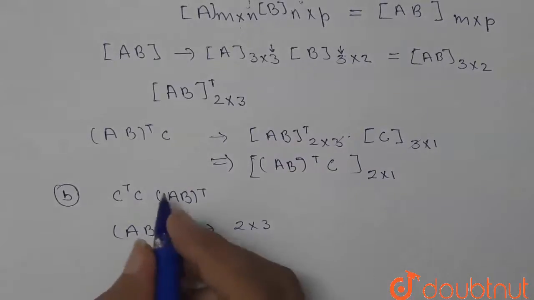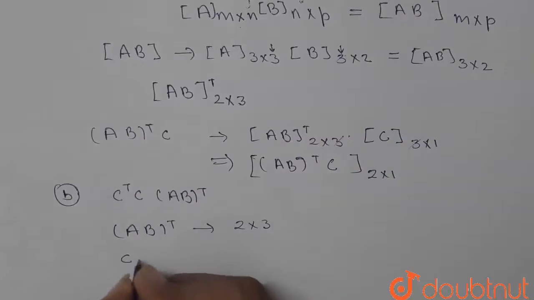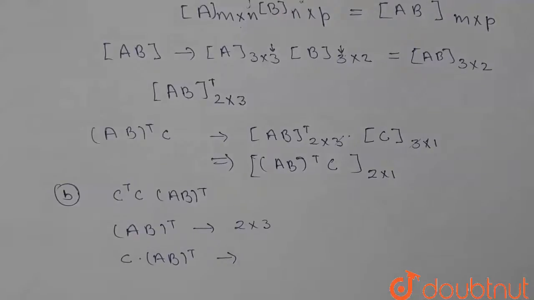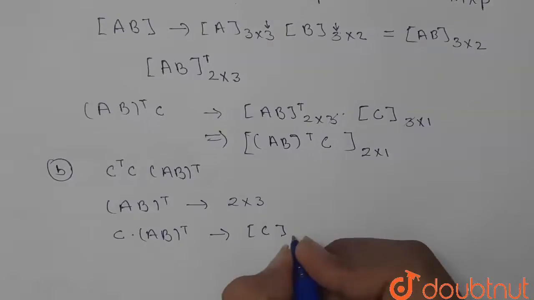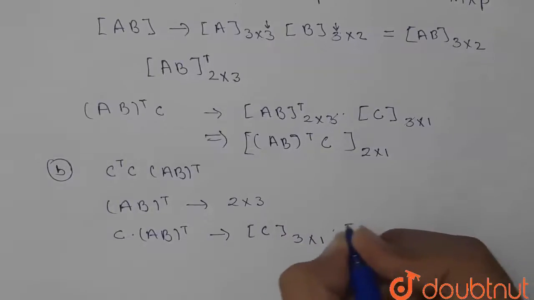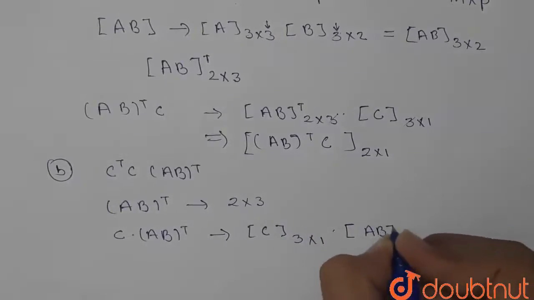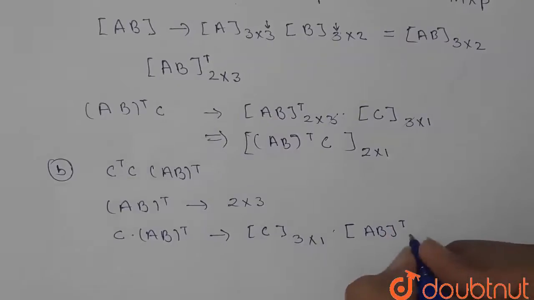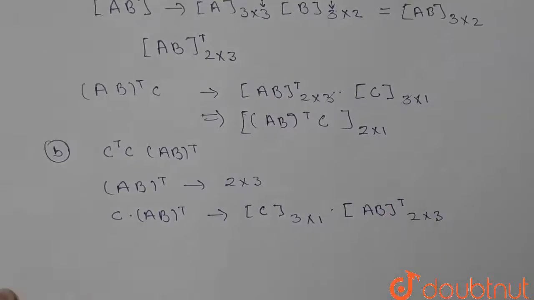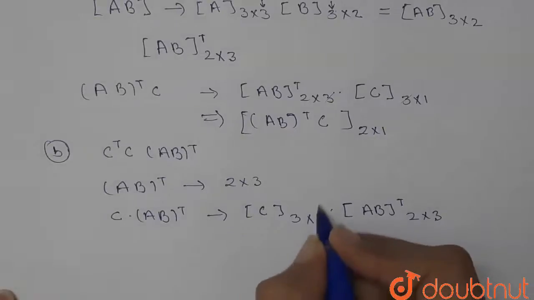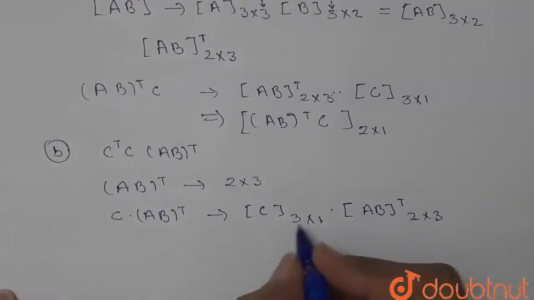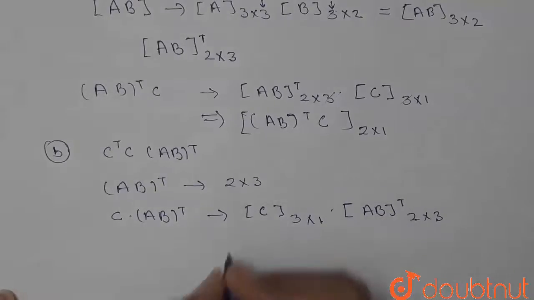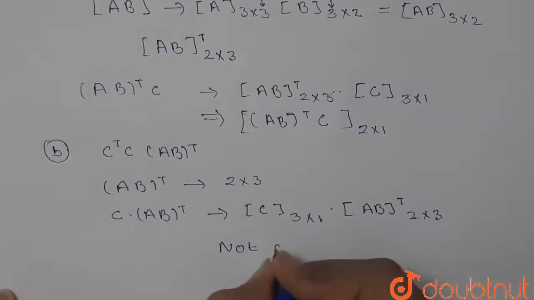If I multiply C into AB transpose, we have C matrix whose order is 3 cross 1 into AB transpose, whose order is 2 cross 3. Now see, the number of columns in C matrix is not equal to the number of rows in AB transpose matrix. That means the product is not possible, so we will write here not defined.